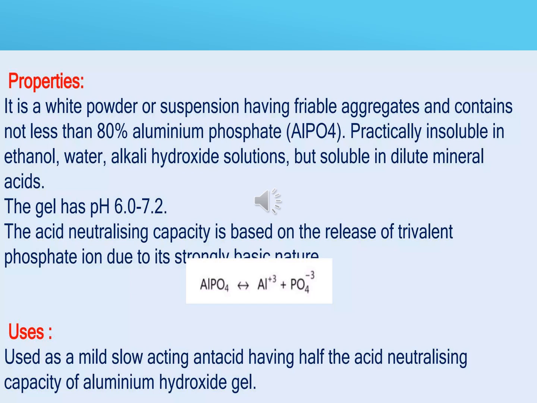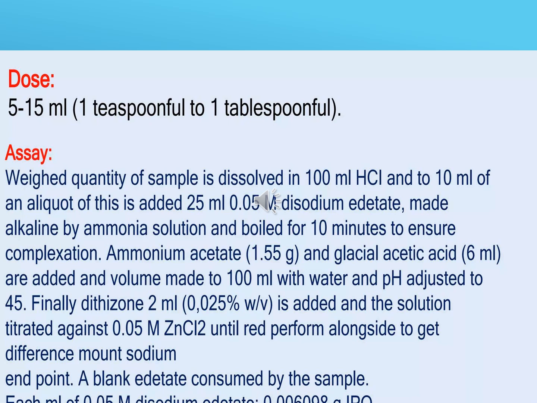Uses. Used as a mild, slow acting antacid having half the acid neutralizing capacity of aluminium hydroxide gel. Dose: 5 to 15 ml, 1 teaspoon to 1 tablespoon.